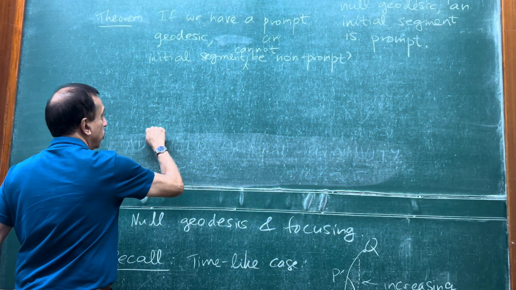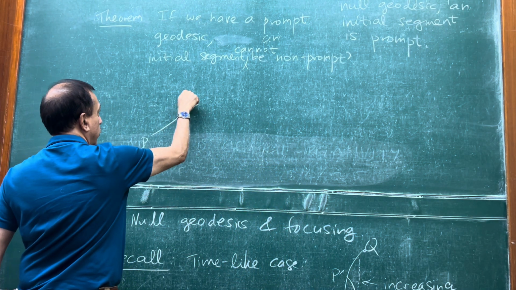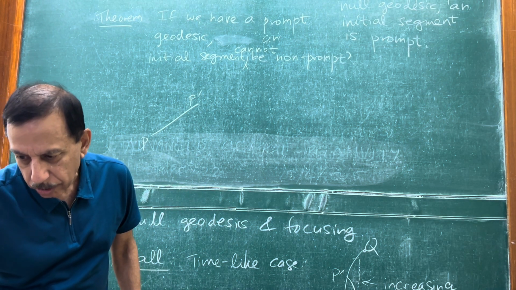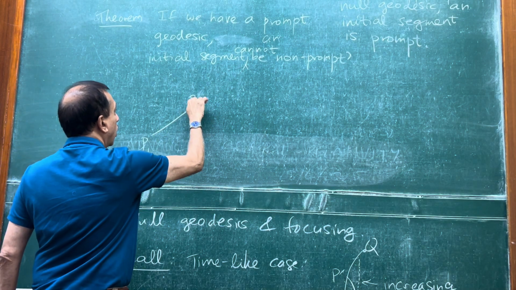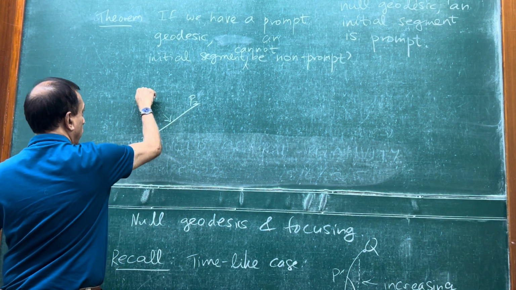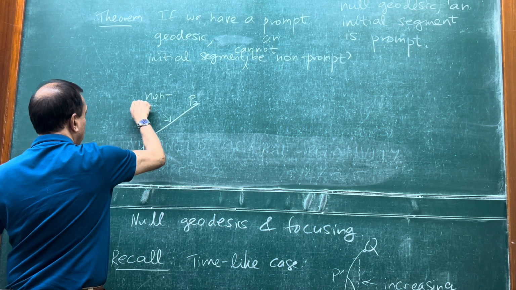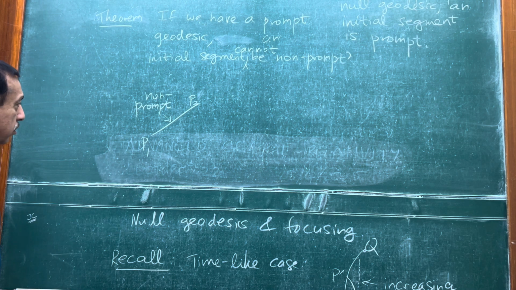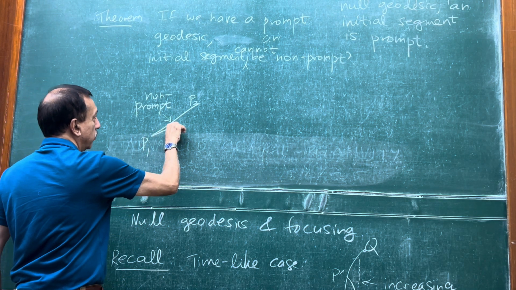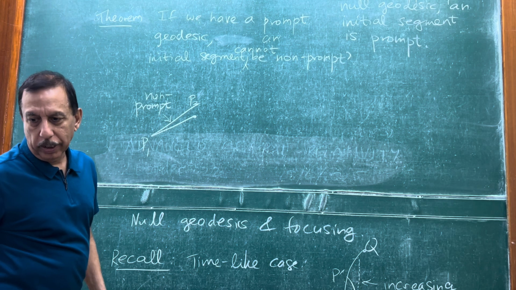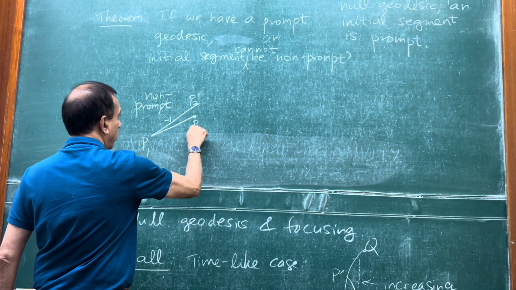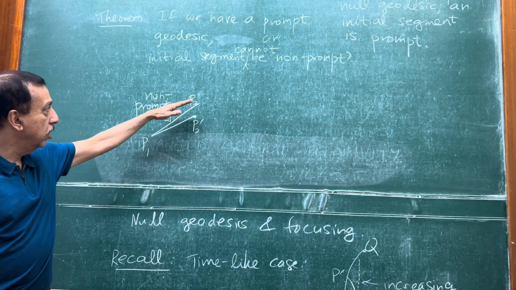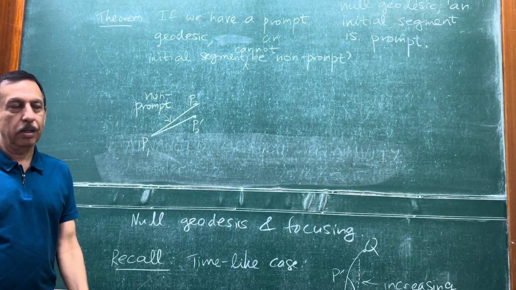So here's my initial non-prompt segment. Let's say P to P prime. Sorry, P1 to P2. And suppose this is non-prompt. That's what we are given. This is the initial segment. Since it's non-prompt, there is another curve that goes up to here, to P2 prime, which is before P2. Okay, this one is more prompt, showing that this one is failing to be prompt.